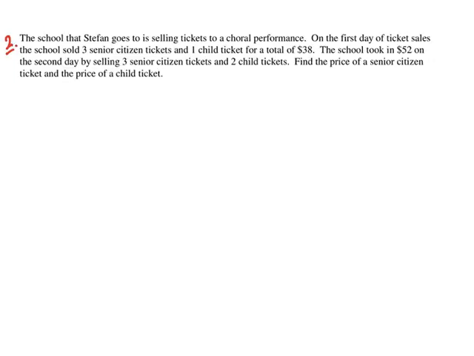All right, so now let's take a look at the next question. The school that Stephen goes to is selling tickets for a performance. On the first day of ticket sales, the school sold 3 senior citizen tickets and 1 child ticket with a total of 38. So let us underline the important details that we need for our equations. And then let's change color for the other details. The school took $52 in total on the second day by selling 3 senior citizen and 2 child tickets.